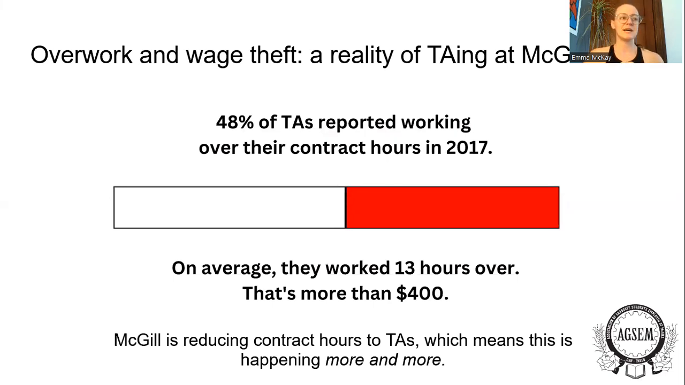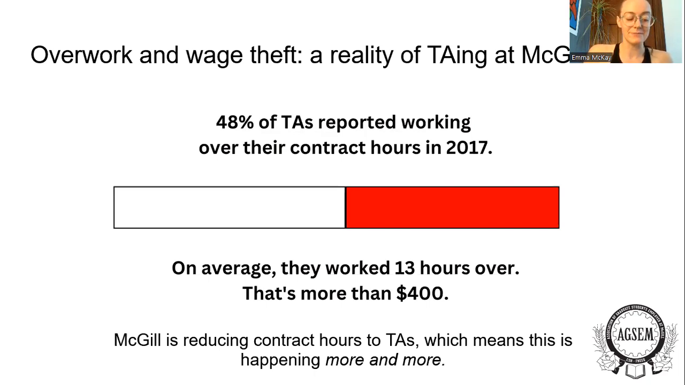But the thing is that what we have seen over and over, especially over the years as McGill reduces contract hours to TAs for the same amount of work, is that TAs work over their hours because they are doing a good job marking, giving feedback, attending tutorials, etc. Sometimes planning course content. And McGill expects us to do it in less and less time. And so we work for free because we want to finish our job and do a good job.